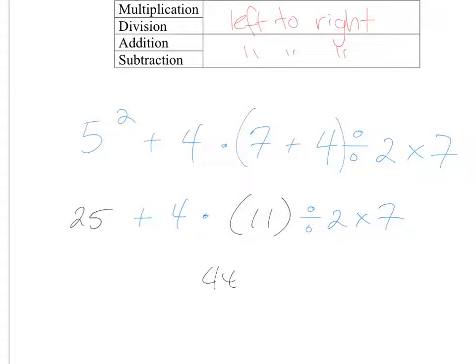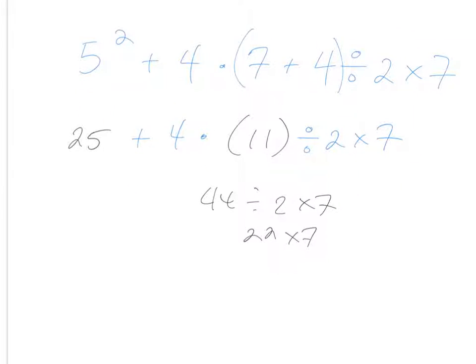So we have 44 divided by 2 times 7. This is 22 times 7. 154. 154? Always check my mental math. You never know. And then we got the 25 carrying down. So we got what? 179.